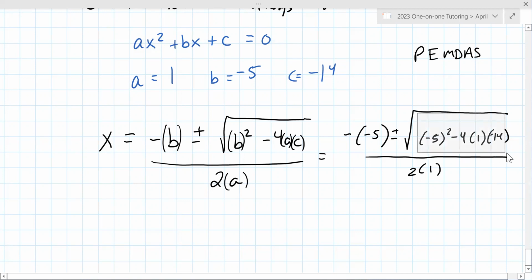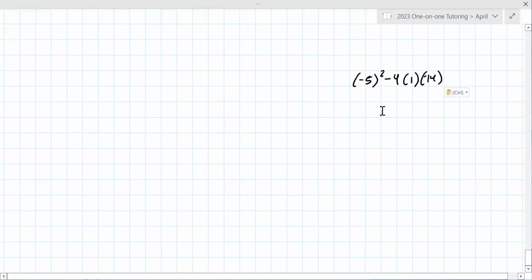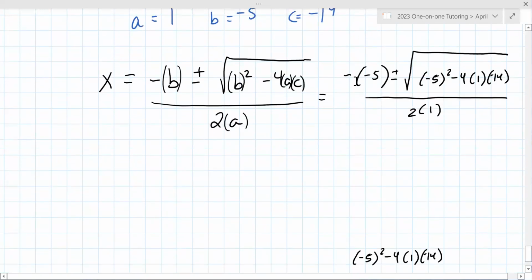No, let me grab this, bring it down here. It's good that we're doing some practice on this so that you can see -5 squared is 25. 4 times 1 times -14 is, I'm sorry, you did have it correct, plus 56, which is 81. Is that what you said? I'm sorry, I heard something totally different. I really apologize. Okay, that is the first place to start.